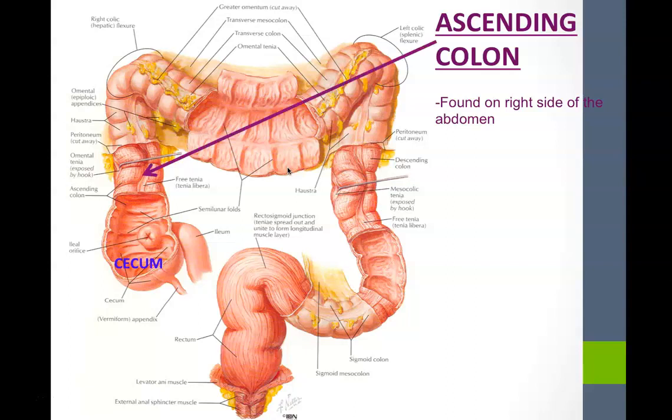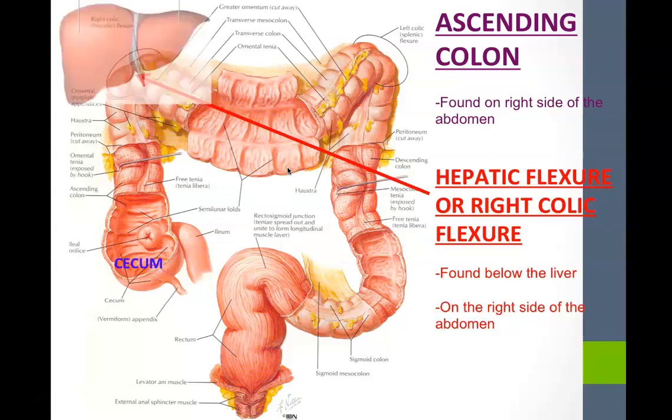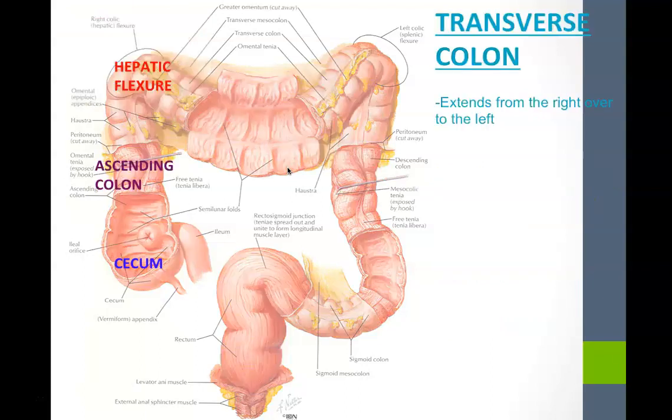So if you trace the right side of your abdomen moving superiorly, this is where your ascending colon would be, then we're going to see that it will bend. And so we're going to call this the hepatic flexure or the right colic flexure. We call it the hepatic flexure because this is going to be found inferior to the liver. And then it will travel over toward the left side of the abdomen.